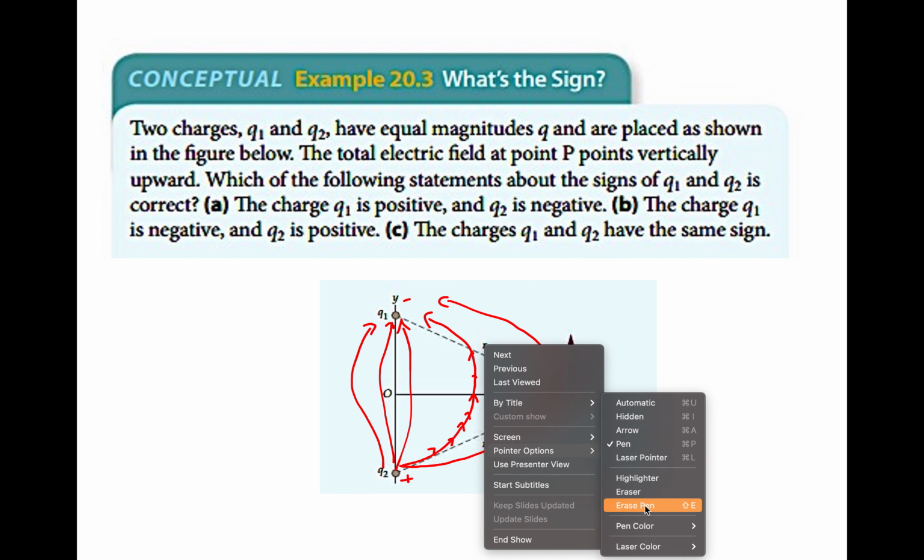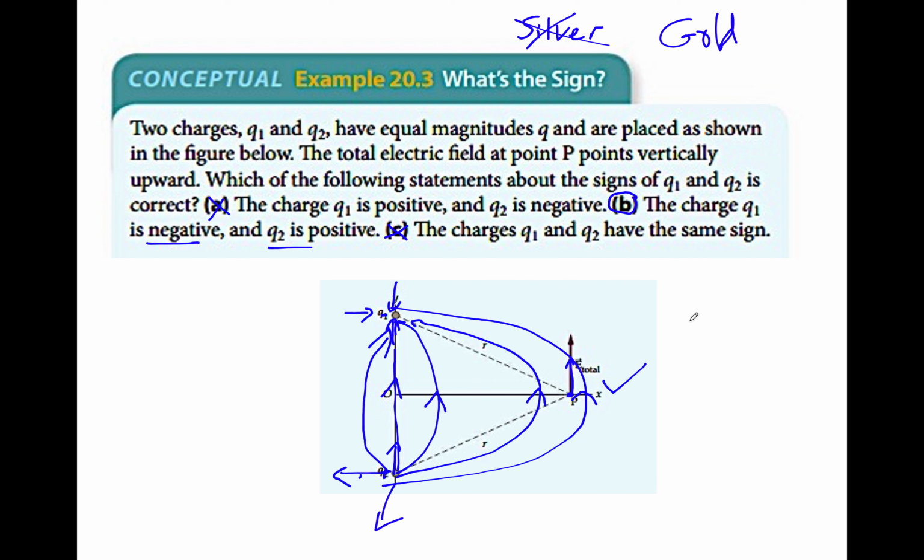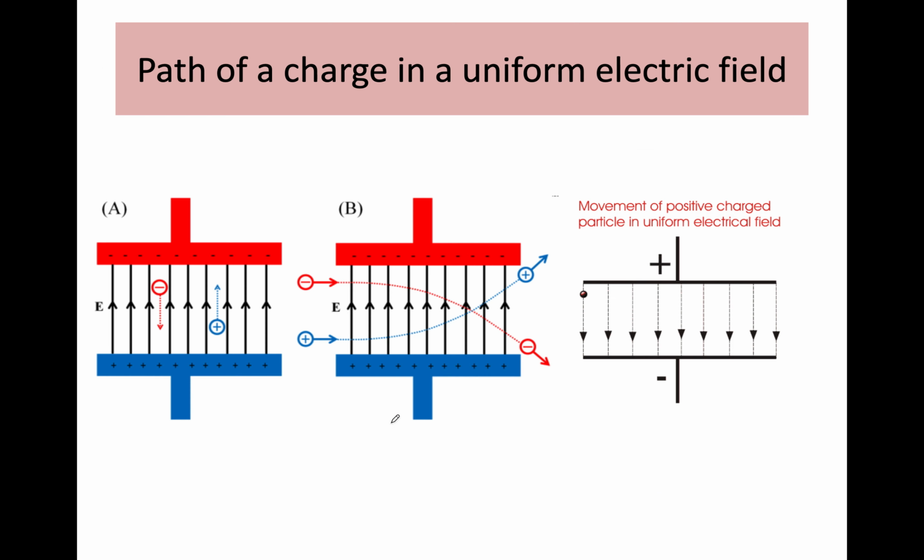Let me erase all of that. And we solved it. Yeah? We found out this was a bit harder than the other one. So now we know that the answers are right here. Charge Q1 is negative, Q2 is positive, this is minus, and this is plus, just like I mentioned right now.